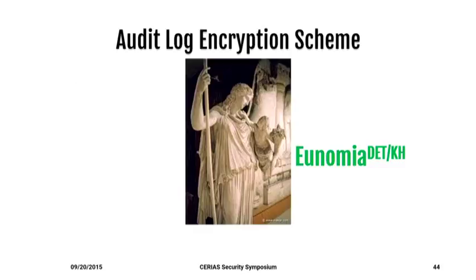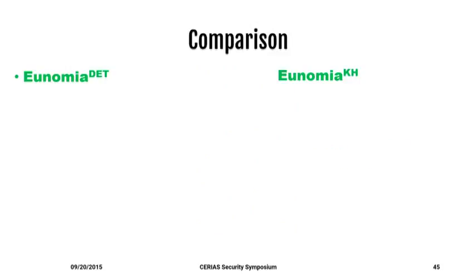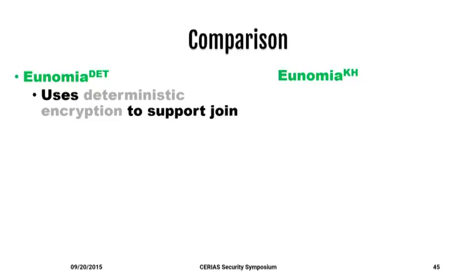Now, we called our audit log encryption scheme Eunomia. Eunomia is the Greek goddess of societal laws and regulations, okay? And we have two variations of it, hence the Det slash KH. So which one to use when? Eunomia Det uses deterministic encryption for checking equality, okay? KH uses a keyed hash. It's a specific kind of keyed hash.